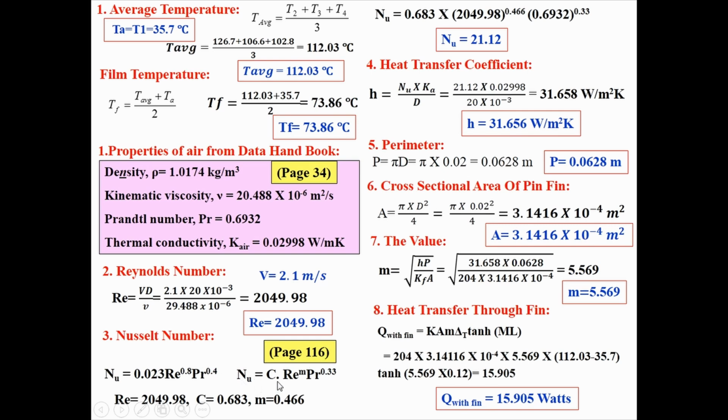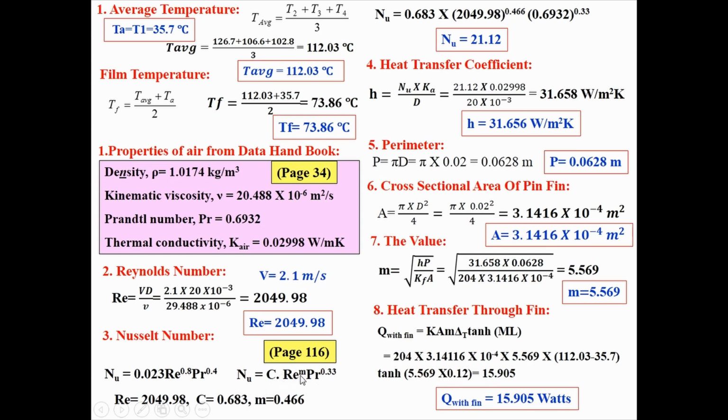Nu is equal to C into Re to the power of m, Prandtl number, that is Pr to the power of 0.33. You can take this equation or you can take that equation. I will go with this equation from the data input that I have taken. To calculate the Nusselt number, I need the C value and the m value, because the Reynolds number is calculated and the Prandtl number you have taken from the data input. The only unknowns are C and m.